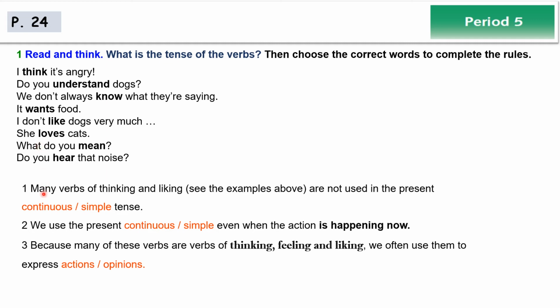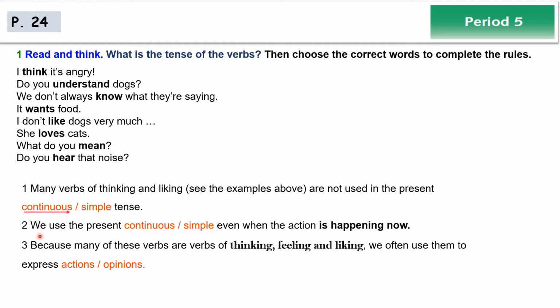Okay, let's complete. Many verbs of thinking and liking, like think and love, see the examples above, are not used in the present continuous. So, in some cases, we can't use the present continuous tense. We use the present simple even when we are talking about an action or a situation in the present, like the above examples. So many verbs of thinking and liking are not used in the present continuous, of course.